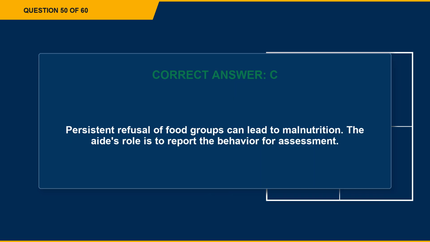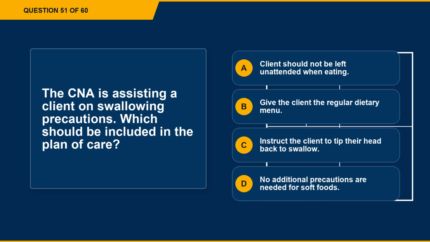Explanation: persistent refusal of food groups can lead to malnutrition. The aide's role is to report the behavior for assessment. Question 51. The CNA is assisting a client on swallowing precautions. Which should be included in the plan of care?